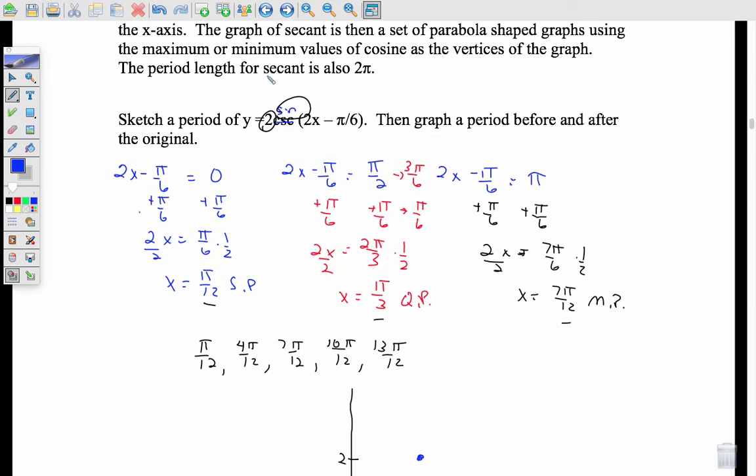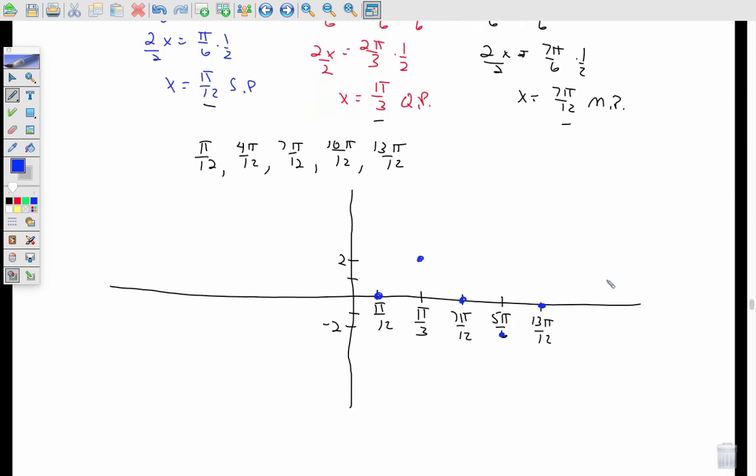Now rather than connect the sine curve, I don't actually want to graph the sine curve. I just need the points. I'm actually graphing cosecant back here. So for cosecant, I use those points. If you recall what I talked about earlier, anywhere the graph crosses the x-axis for sine, we have an asymptote line. So I have an asymptote line here at pi over 12.